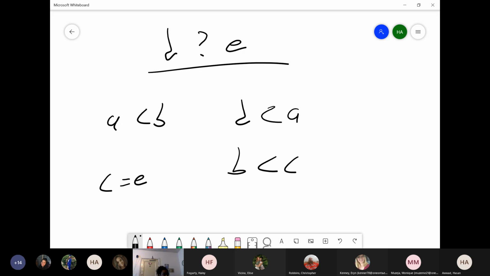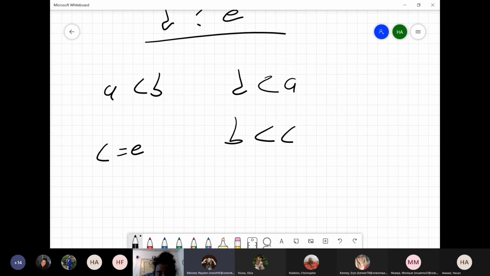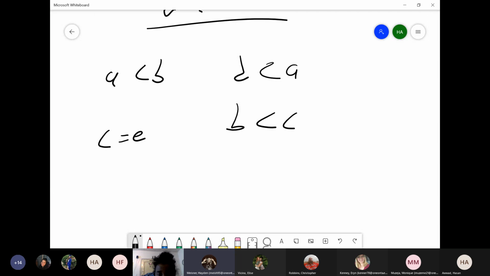Who sees the other next piece of information that is going to help us, further along the chain? So we have A is less than B. We're looking for another piece that has either A or B with it. Yep, Hayden. It shows that B is less than C and C is equal to E. So you could change it to B is less than E.